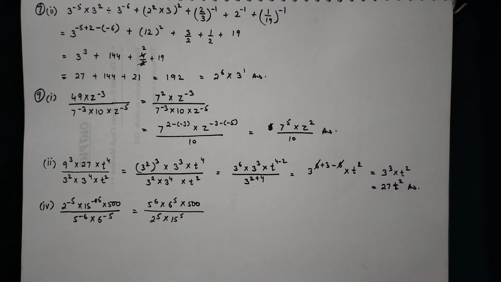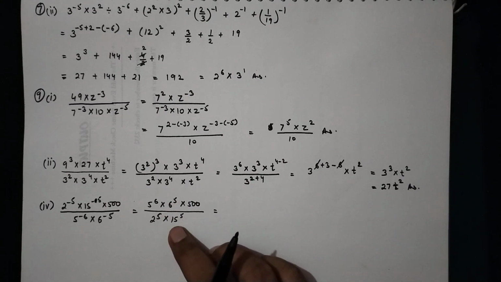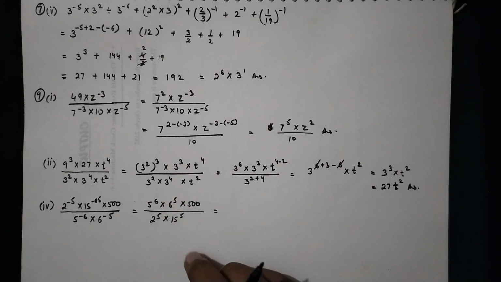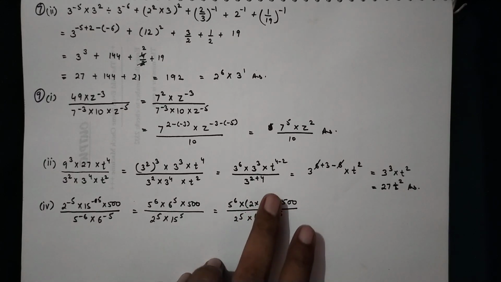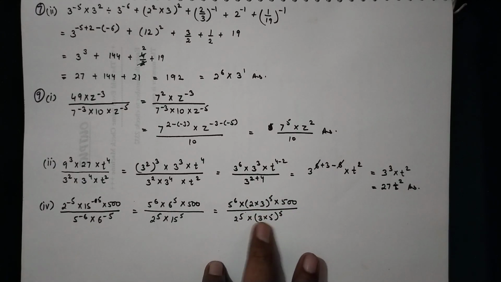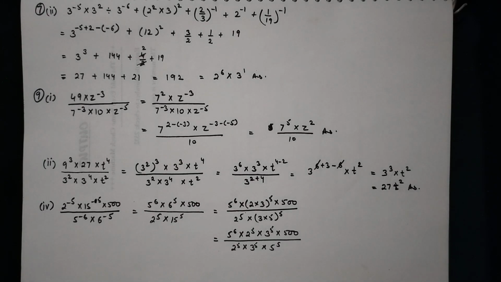Now we can split 6 and 15 into two parts, 6 as 2 into 3 and 15 as 3 into 5. Here we have split 6 into 2 into 3 whole to the power 5 and 15 as 3 into 5 whole to the power 5. Now we can just distribute the powers in both of the numbers, 2 to the power 5, 3 to the power 5, and similarly over here. Here we have distributed the powers in all of the numbers.